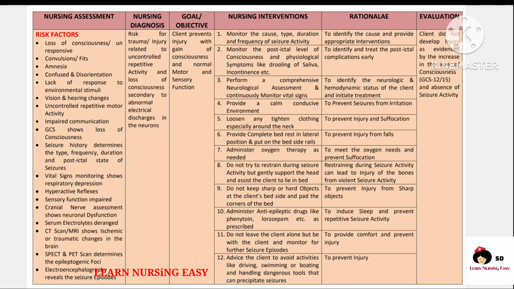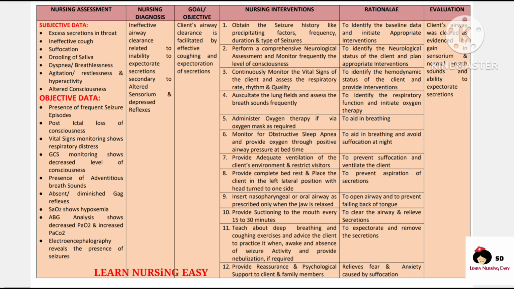In evaluation, you have to see whether the client prevented any episodes of injury. And next, patients with seizures will have drooling of saliva. So I made a diagnosis: ineffective airway clearance related to inability to expectorate secretions, secondary to altered sensorium and depressed reflexes. Our goal is to maintain a clear airway.